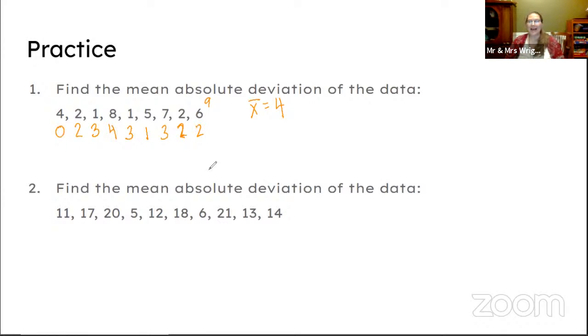Okay, now we need to add up all of those absolute deviations. We need to add up all those deviations. So 0 plus 2 plus 3 plus 4 plus 3 plus 1 plus 3 plus 2 plus 2. And then that got 20 there. I'm going to divide by 9. And so my mean absolute deviation is 2.2 repeating.